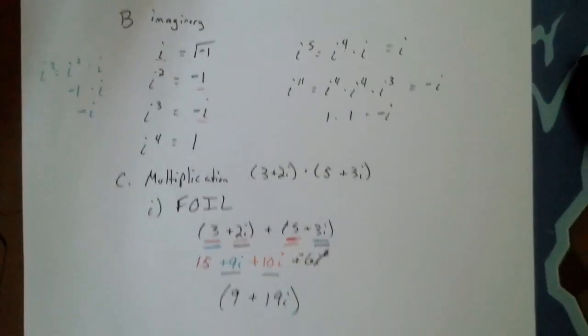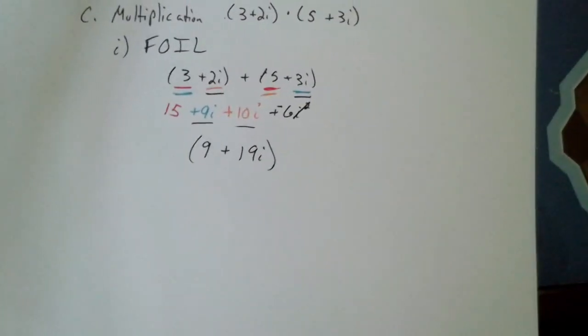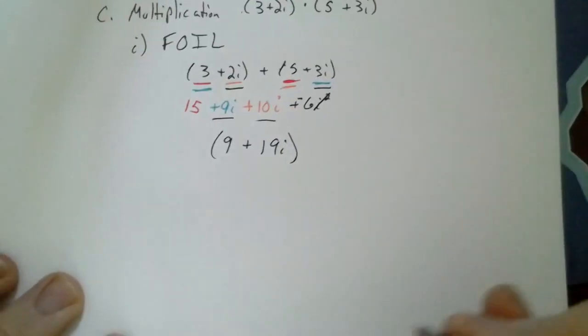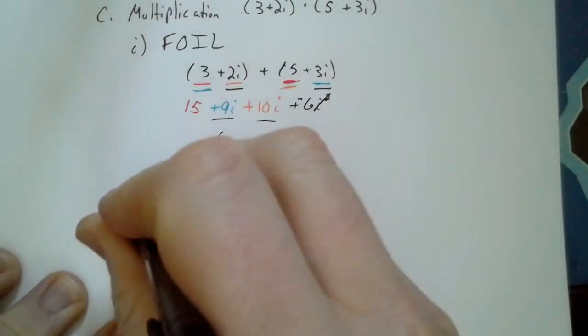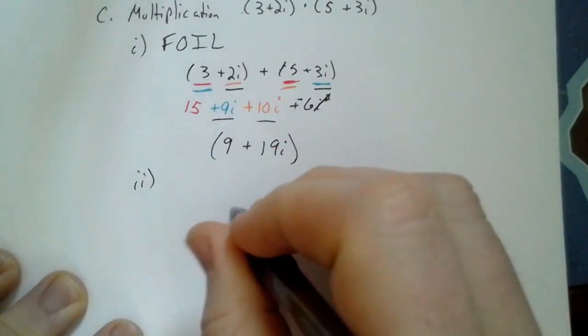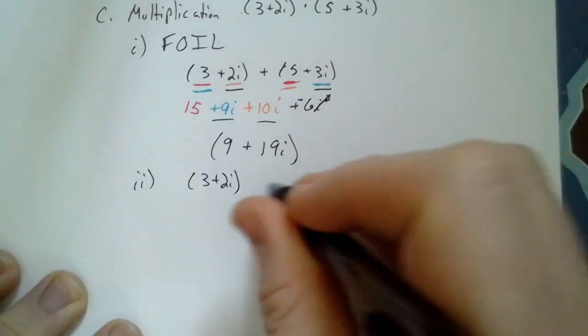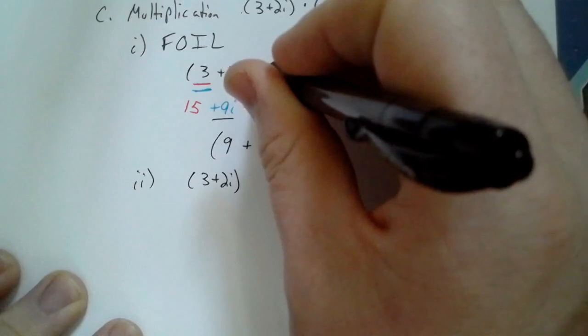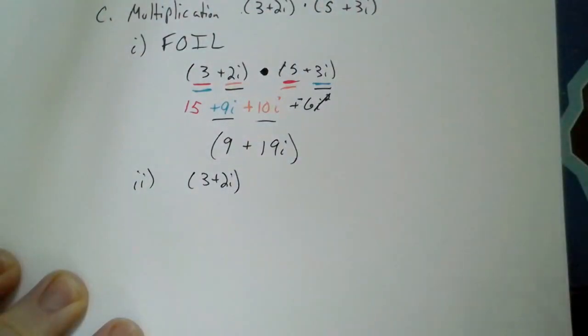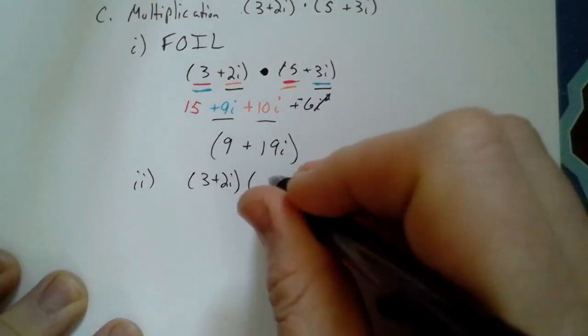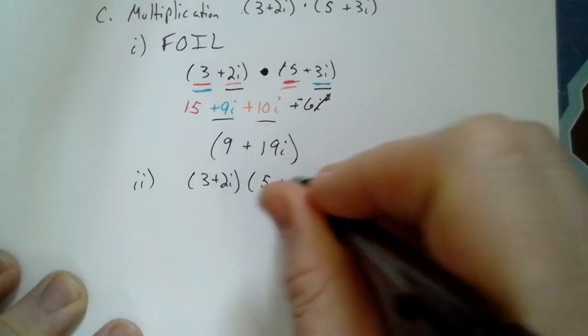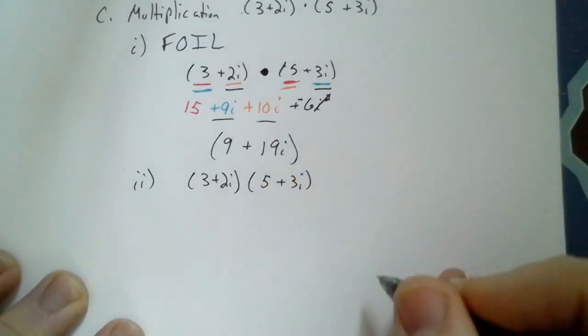I'm a bigger fan of the box method. It takes up a little bit more room, but I find students are less likely to make mistakes. So here we'll do the same exact example, but this time we'll box it up. We've got 3 plus 2i, and we're going to multiply that. Oh my goodness, I put addition here. It should be a multiplication symbol. That's embarrassing. All right, times 5 plus 3i, right?